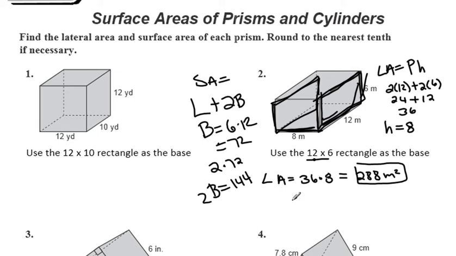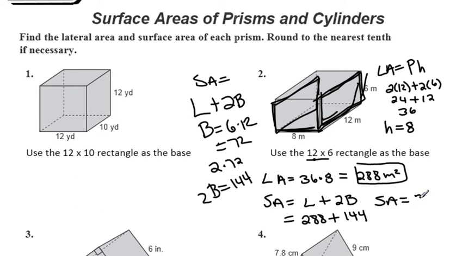So we take our lateral area. Surface area is our lateral area plus 2 times the base area, and our lateral area was 288, and 2 of our bases was 144. So 288 plus 144 gives us a total surface area of 432, and this is meters squared.